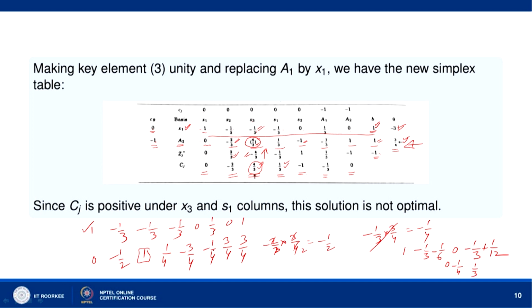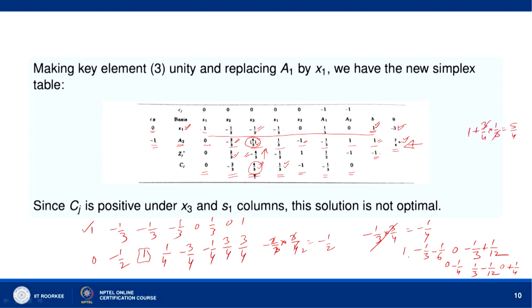we multiply by 1 by 3 and add. So, minus 1 by 12. Then here we multiply by 1 by 3 and add. So, 0 and 1 by 4. And here we multiply by 1 by 3 and add. So, what we will get? 1 plus 3 by 4 into 1 by 3. So, that gives you 5 by 4.